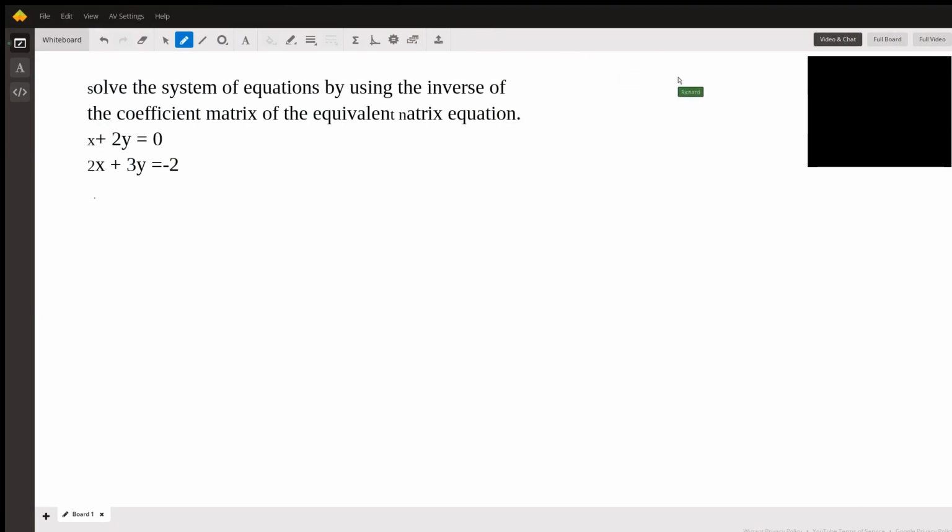This has to do with matrix algebra. I'm not going to be able to teach you matrix algebra in this short time frame, but I'm just going to solve this problem. But if you don't know how to add and subtract and multiply matrices, you're going to have to review that on your own.